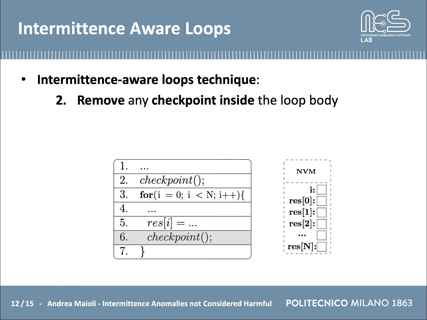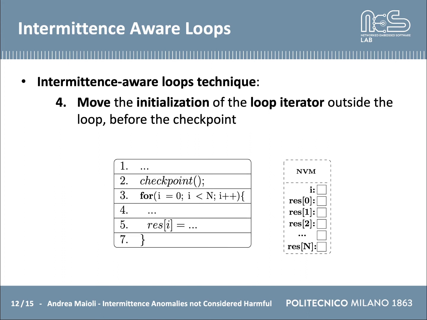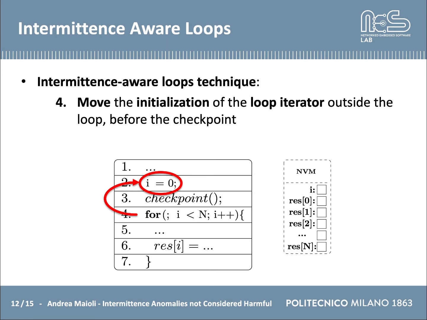Then, Lapsus removes all the checkpoints that are present inside the loop body, as they are no longer required, and it also ensures that a checkpoint is placed before the loop, so as to fix where the computation resumes after a power failure. Finally, Lapsus moves the initialization of the loop iterator before the checkpoint that it has outside the loop, so that the loop iterator is not reinitialized every time the computation resumes after a power failure. And this is the final result.